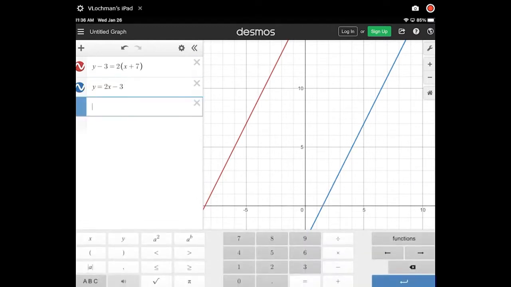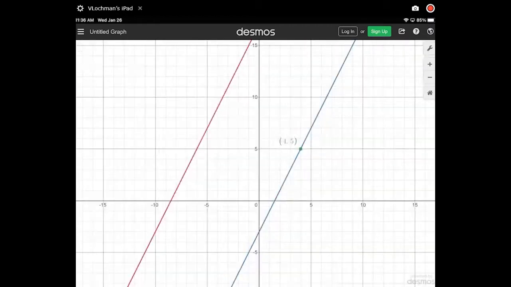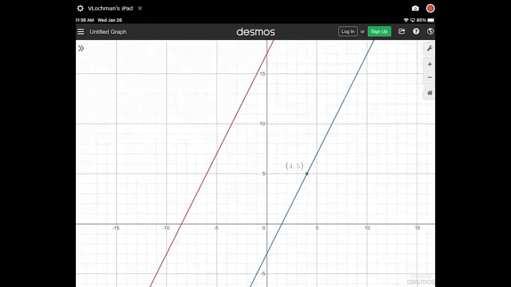I want to make sure that also my point is there. So 4 comma 5, I'm going to label it, and let's move it away, and there it is. So the red line is the one that's given to us in the problem. The blue line is the one that we found, and it satisfies the conditions that were given to us, right? So you can see they do not intersect, and that point that we picked is on the line.